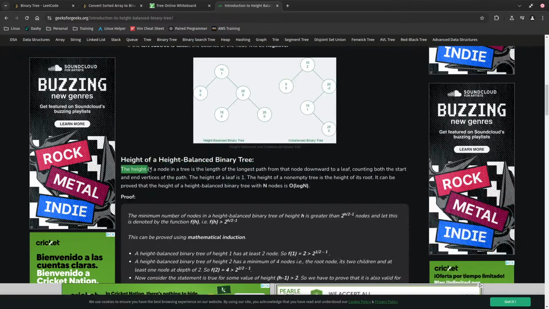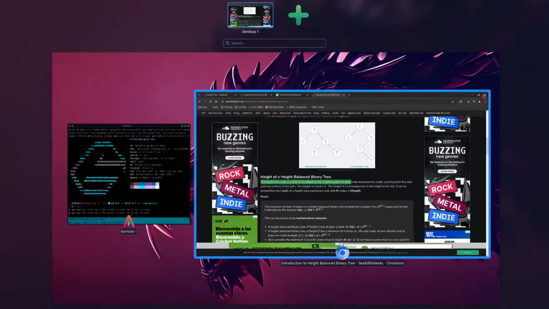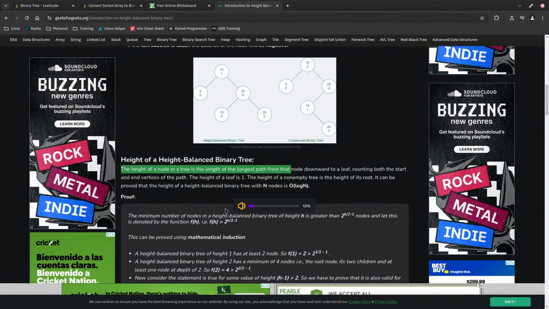Jeez. The height of a node in a tree is the length of the longest path. Let me pause this music quick. Well, I just turned it down.